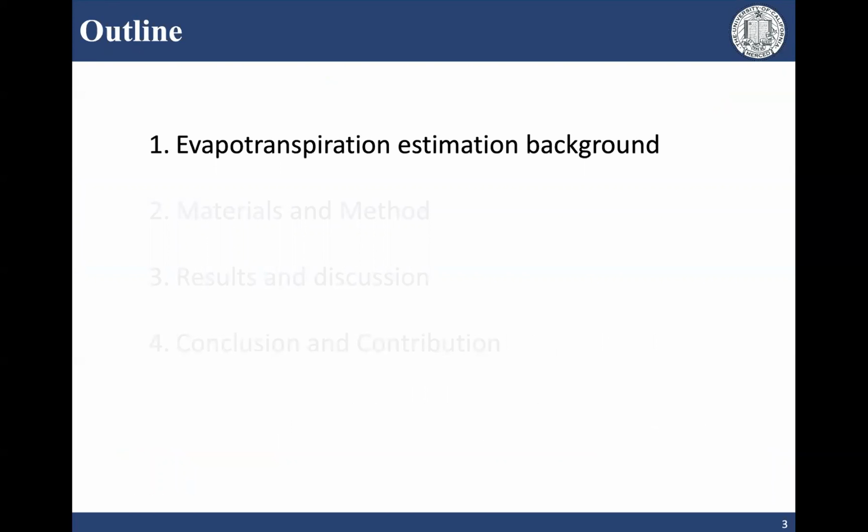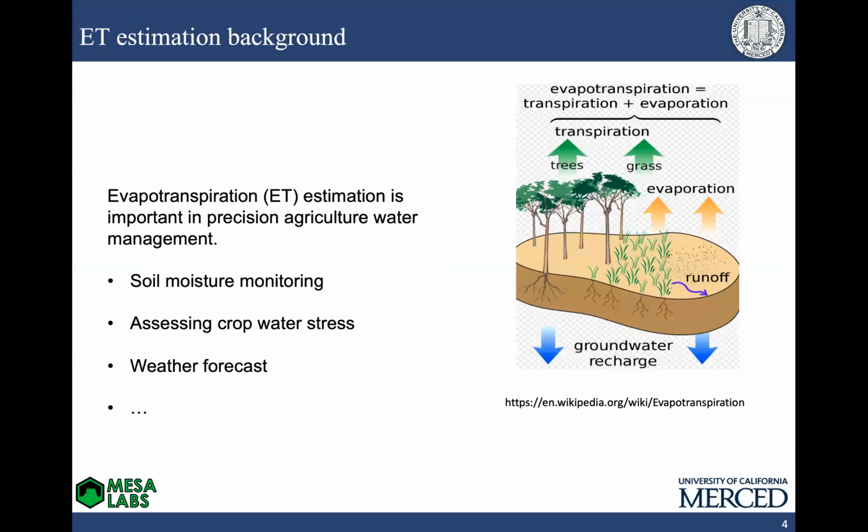So first, the ET estimation. ET is known as the main outgoing water flux from the surface of the Earth. ET is a combination of two separate processes, evaporation and transpiration. Mapping ET temporally and spatially can be useful for many agriculture applications, for example soil moisture monitoring, assessing crop water stress, and weather forecast.